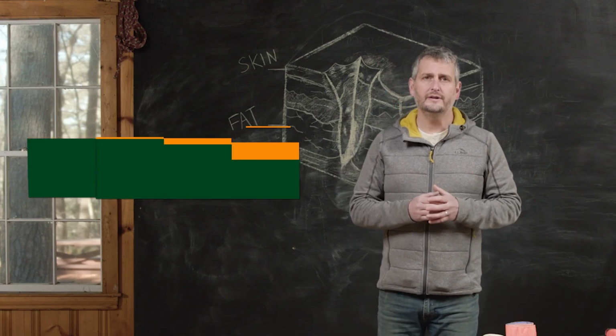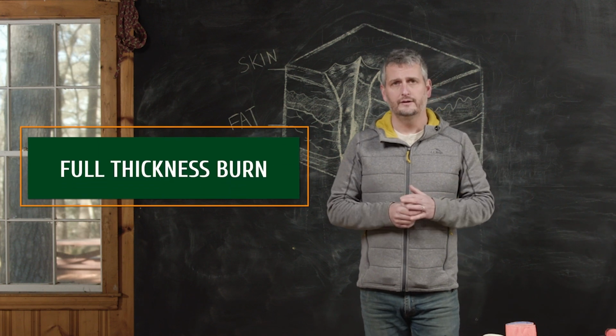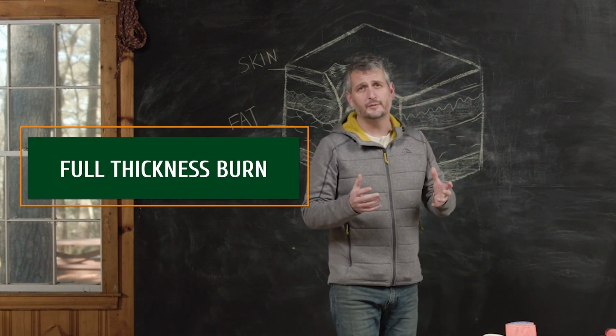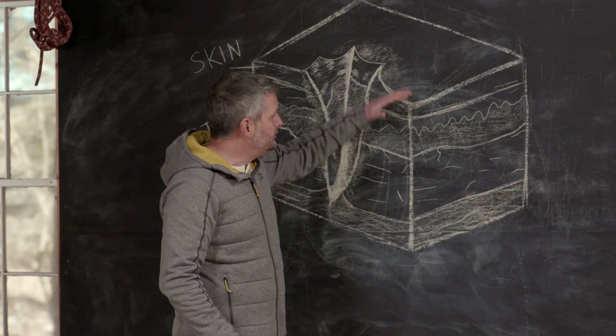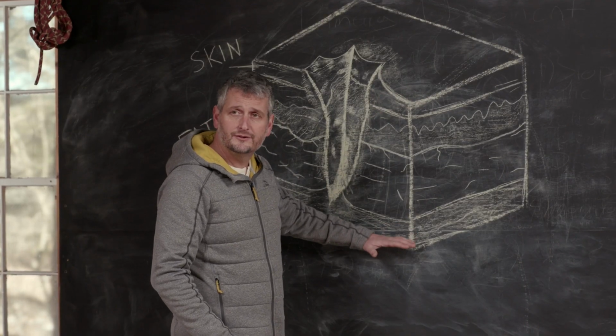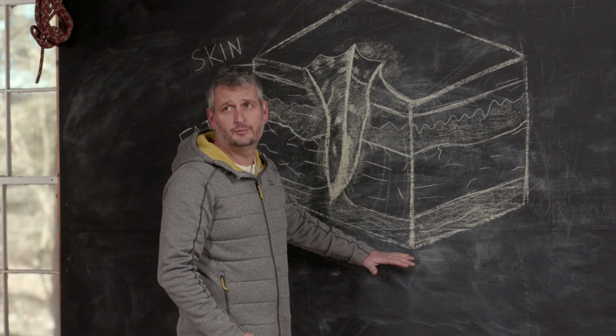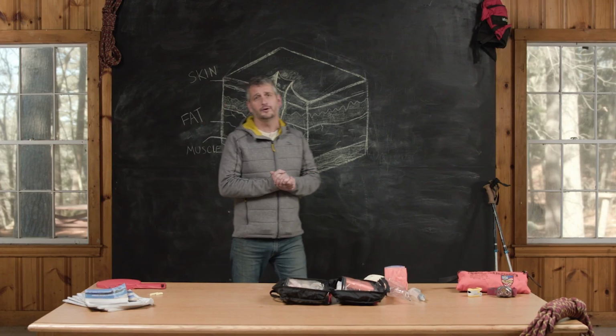The last type of burn is a full thickness burn. This means that the heat from the burn has moved all the way through the tissue. You may have burned all the way down into muscle, down into bone at this point, depending on the type of burn that you get.